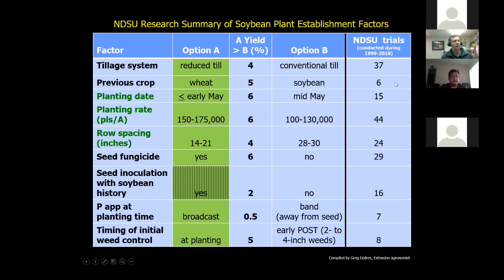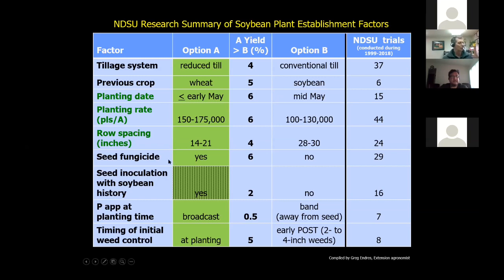The average of 6 trials indicate wheat before soybean provide a yield advantage of 5%. I'm using percent instead of bushels per acre because we might be dealing with a trial that has a 20 bushel average and then another one that might be dealing with 60 bushel. And so that confounds the information. So that's why I'm using percent.